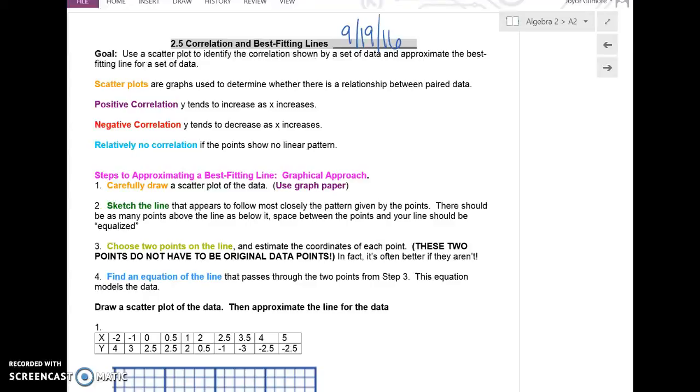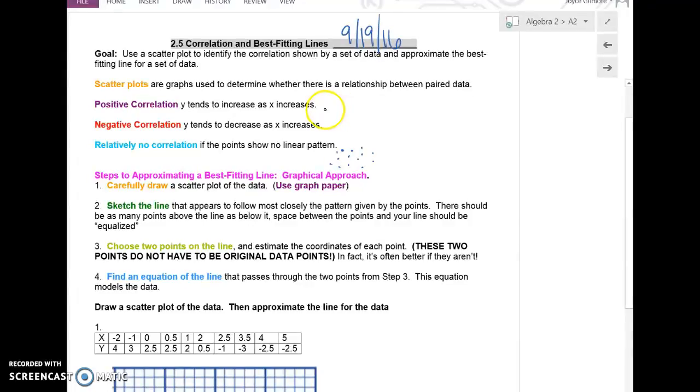Another word for relationship is correlation. So that would be an example of relatively no correlation, if the points show no linear pattern whatsoever. That kind of graph would look something like this. A scatter plot is a graph where the points are scattered.